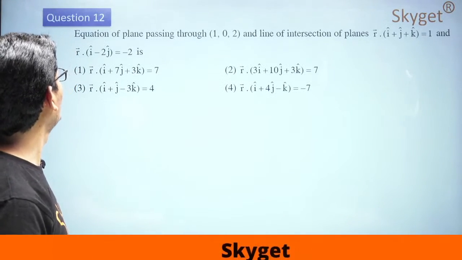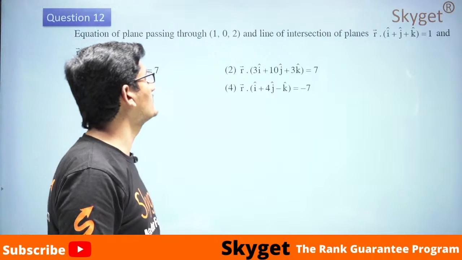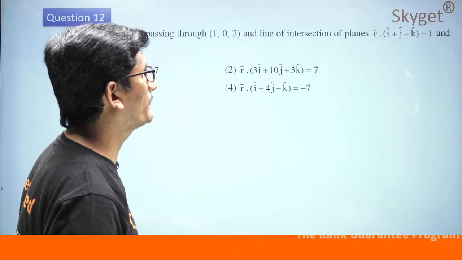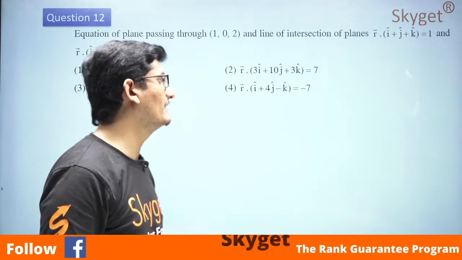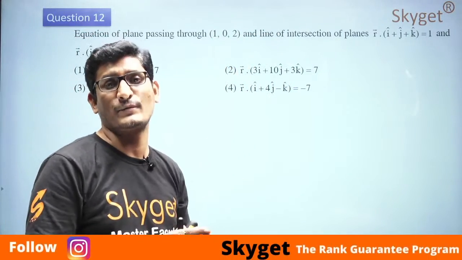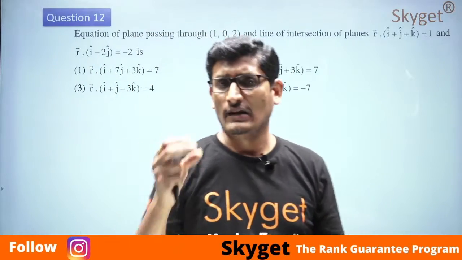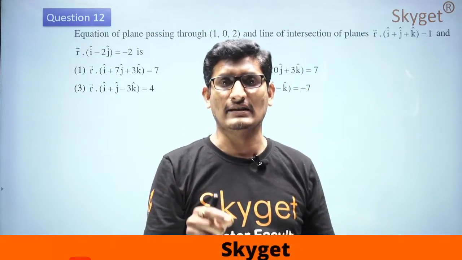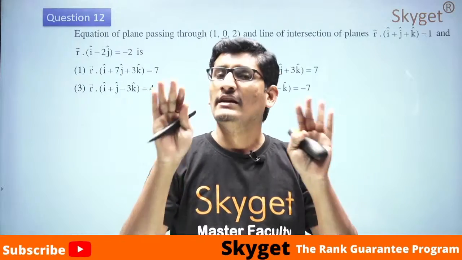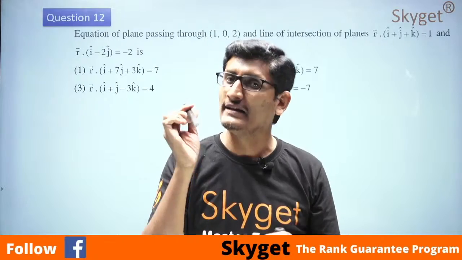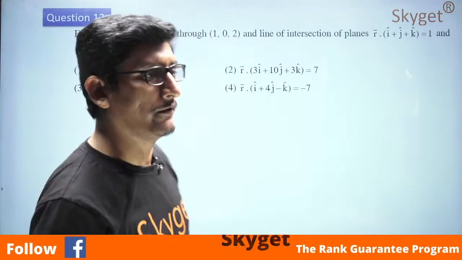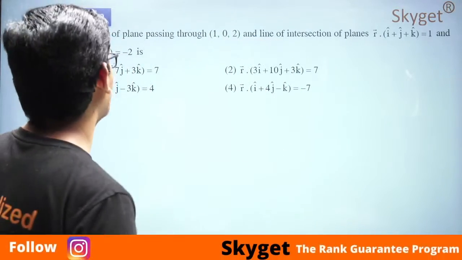Now see the 12th one. Equation of a plane passing through 1 0 2 and line of intersection of plane is r bar dot i plus j plus k is equal to 1. So this is your vectors problem. So very easy. I will give you a super trick, students. Just without solving anything, we can solve the problem directly. So don't use the pen. In a simple way we can solve the problem. Let's see how.